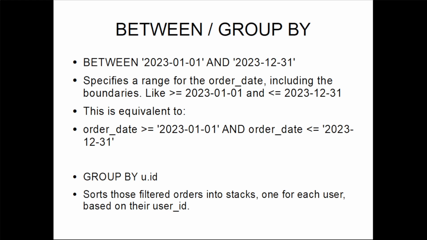GROUP BY u.id. Then, GROUP BY u.id takes over, acting like a filing system. It sorts those filtered orders into stacks, one for each user, based on their user_id. Together, they set the stage: BETWEEN picks the right time frame, and GROUP BY organizes the results by user, so you can summarize things like how many electronics each person bought or their latest order date. It is a one-two punch: filter first, then group up the leftovers into something useful.